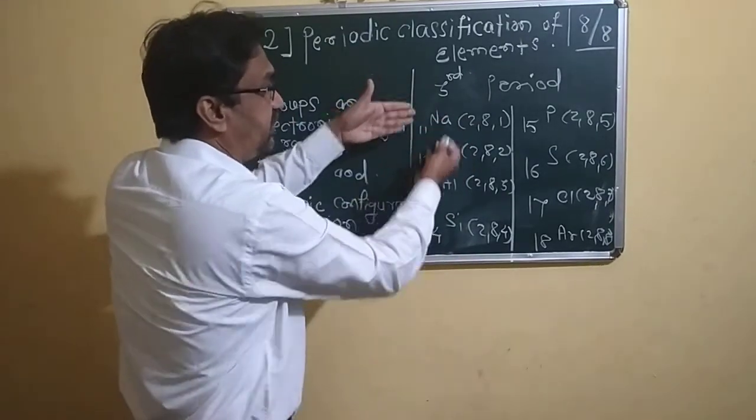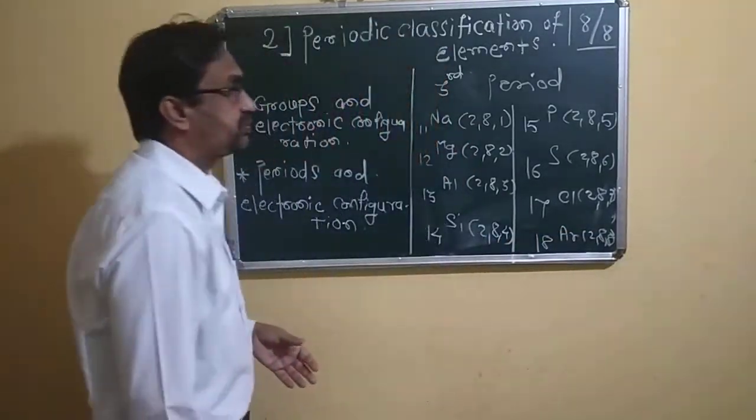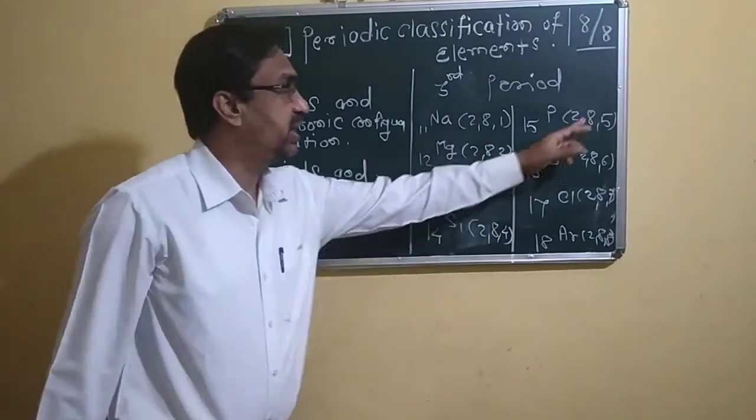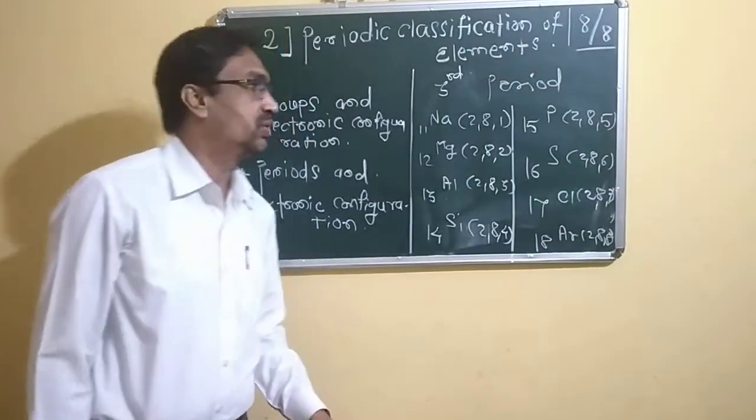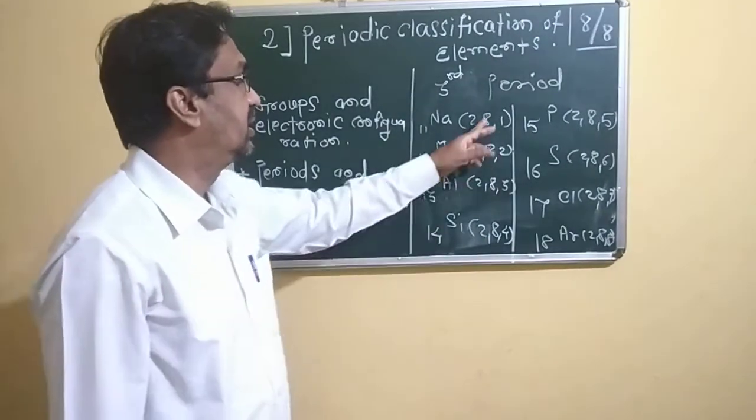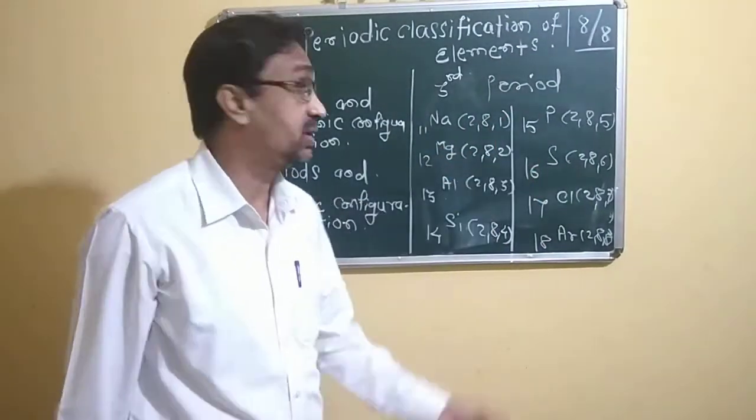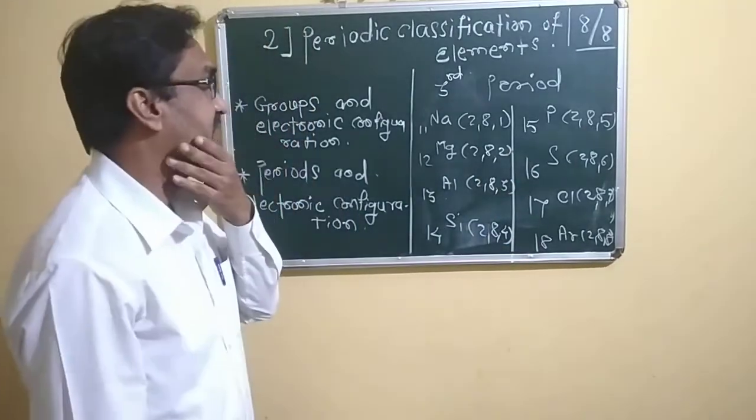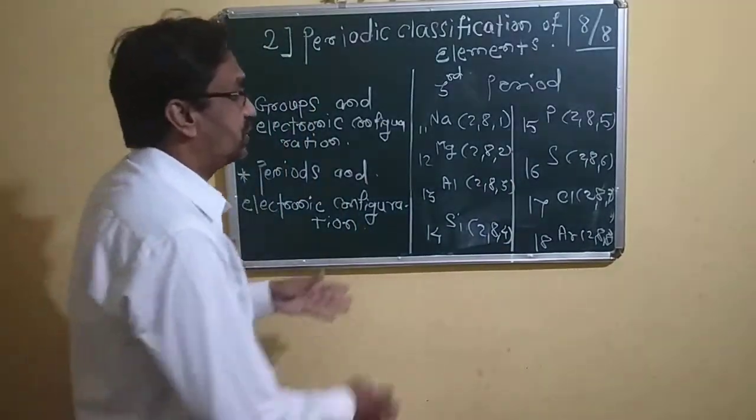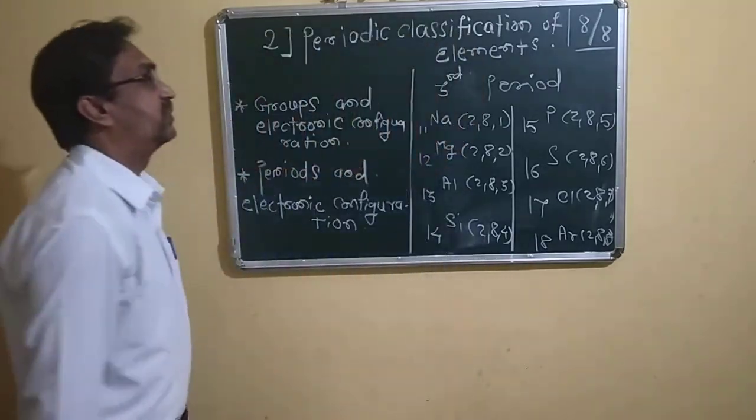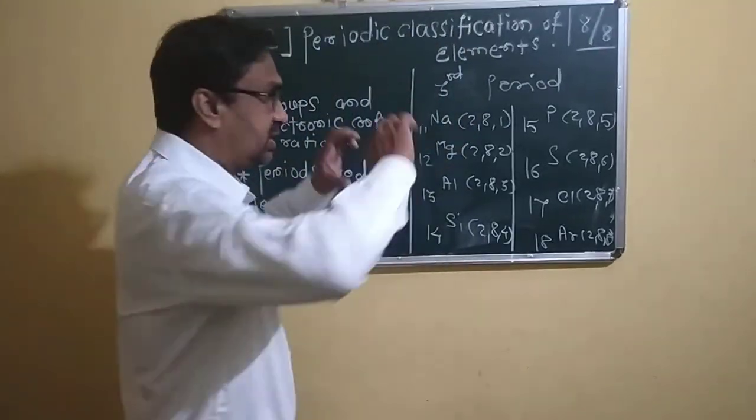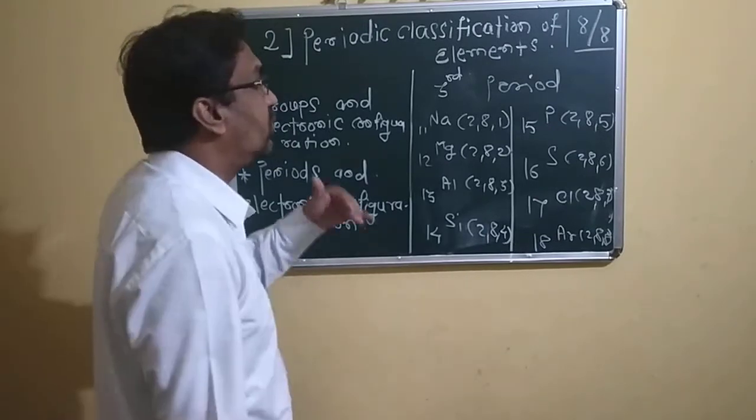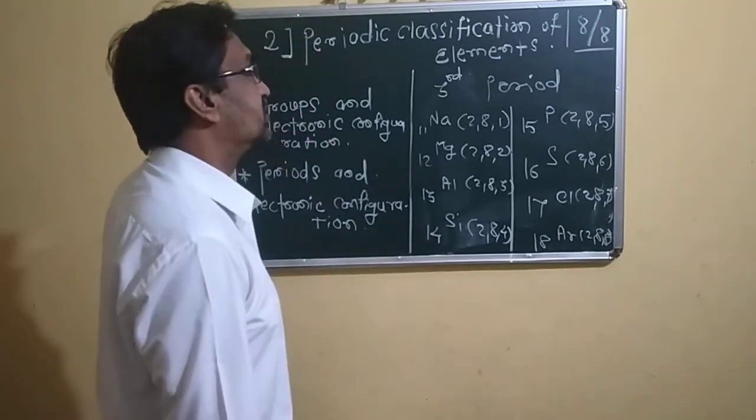It is extreme left and extreme right. So first shell, 2 electrons in every element. After that, in the second shell, 8 electrons, and in the third shell, 1, 2, 3, 4, 5, 6, 7, and 8 electrons are there. So there is a peculiarity that from left to right, in the same period, the number of electrons increases by 1.